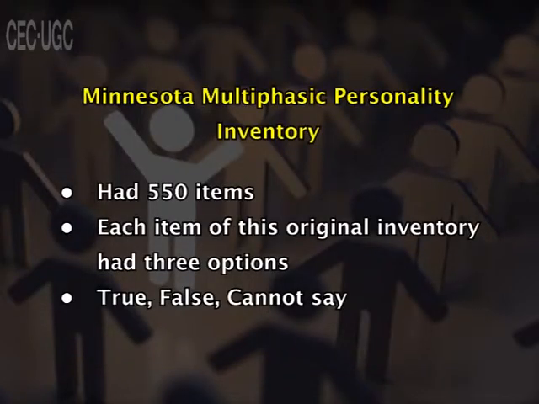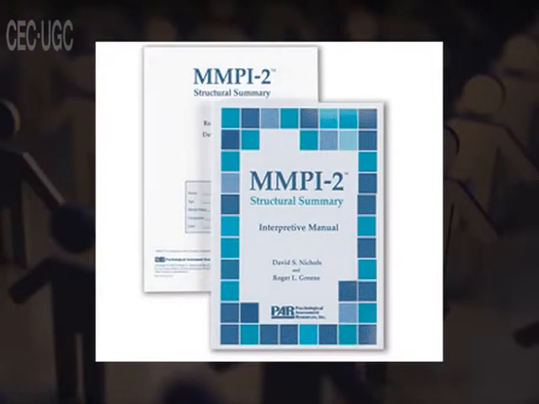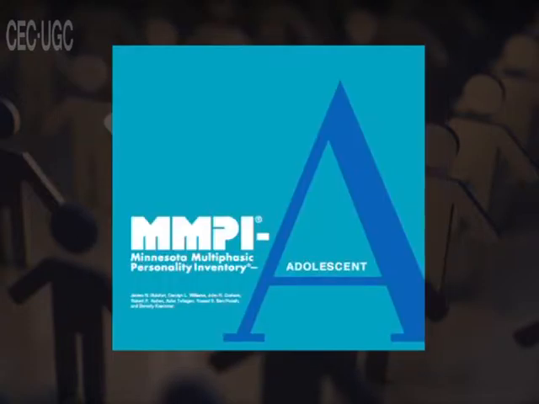Originally, this inventory had 550 items. Each item of this original inventory had three options: true, false, and cannot say. In recent years, MMPI has been revised and reconstituted into two separate versions, MMPI-2 and MMPI Adolescent. The items of MMPI cover the total personality.